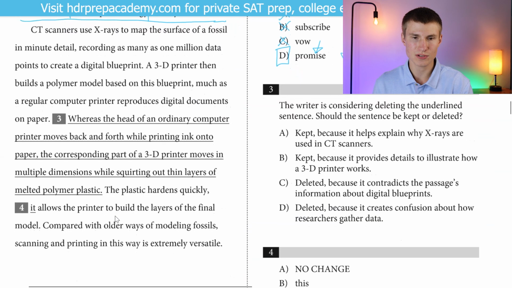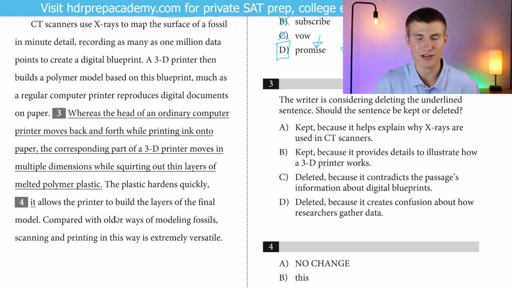So we got: CT scanners use X-rays to map the surface of a fossil in minute detail, recording as many as 1 million data points to create a digital blueprint. A 3D printer then builds a polymer model based on this blueprint, much as a regular computer printer reproduces digital documents on paper. Now we're told the writer is considering deleting the underlined sentence. Should we keep the sentence or delete it? Let's go ahead and keep reading.